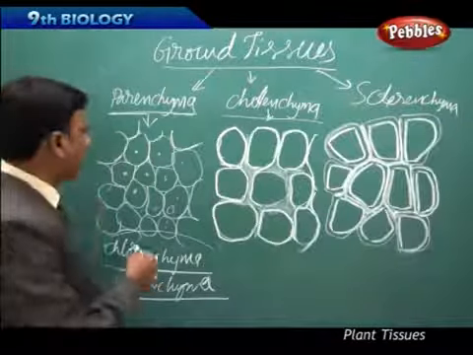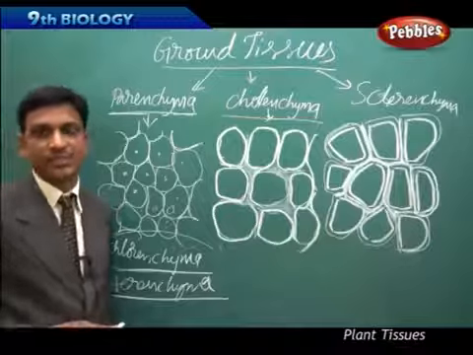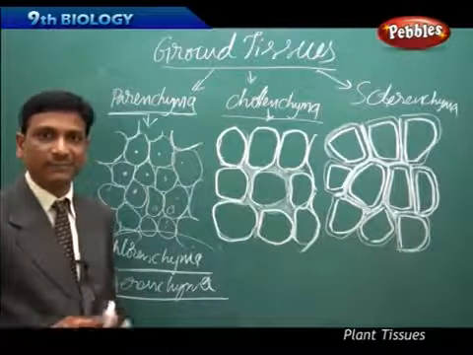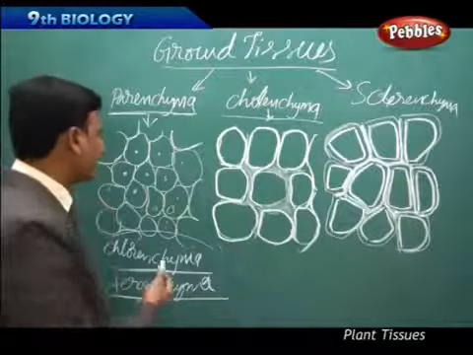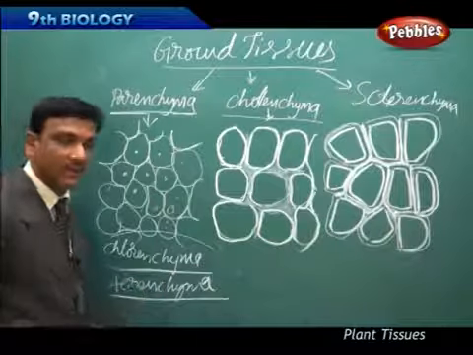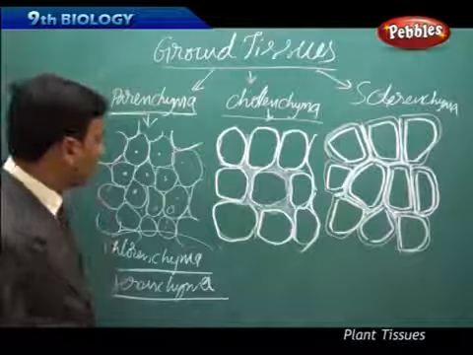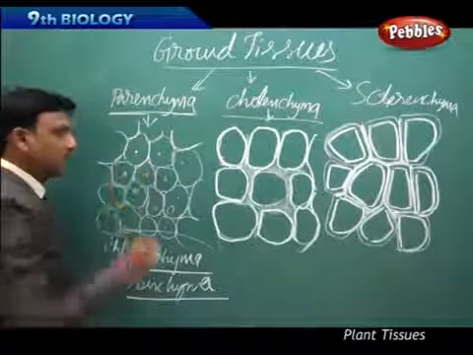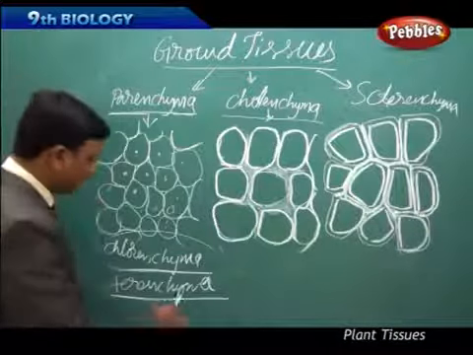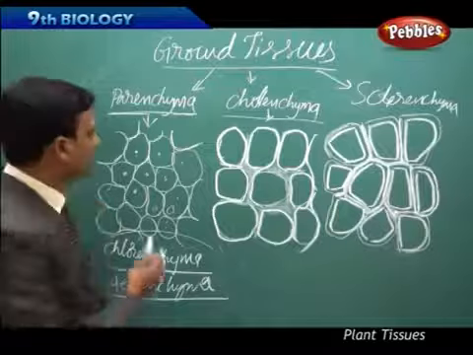And some of the parenchymatous tissue participates in the storage function. It stores the food material. If you see the potato, the starch is stored in the parenchymatous tissue. So the parenchyma that stores the food material is called storage tissue. The parenchyma that consists of chloroplast is called chlorenchyma, and the parenchyma that has air spaces is called aerenchyma. So this is about the parenchyma.